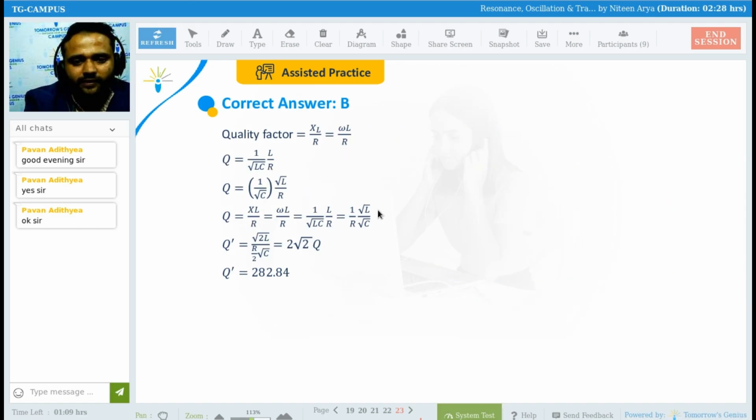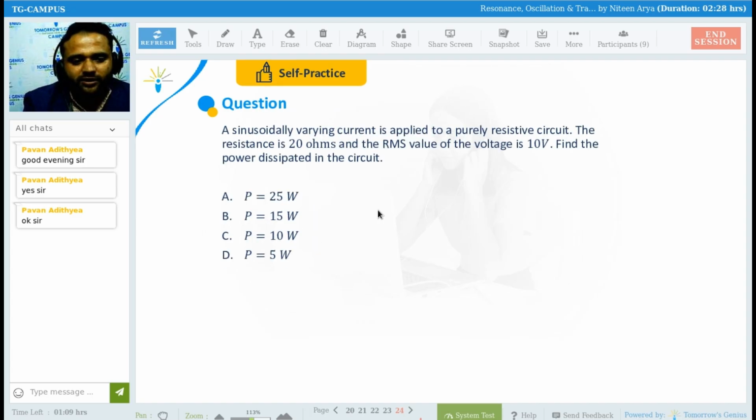How so? Let's see that. Quality factor is XL by R, omega L by R. So Q is 1 upon R under root L by C, and Q prime is 2 root 2 times Q. So 2 root 2 Q is the answer. Okay, try this one.